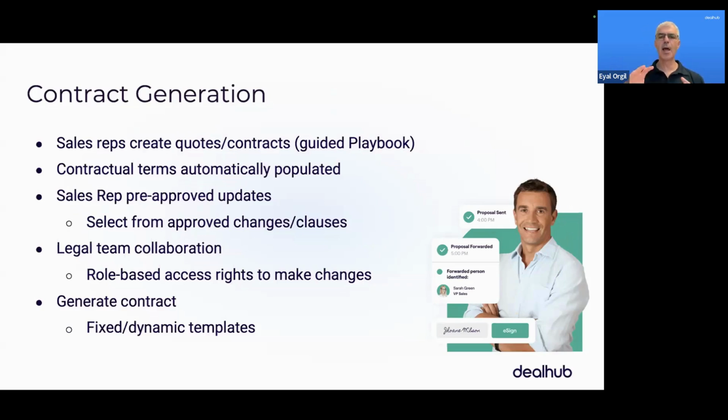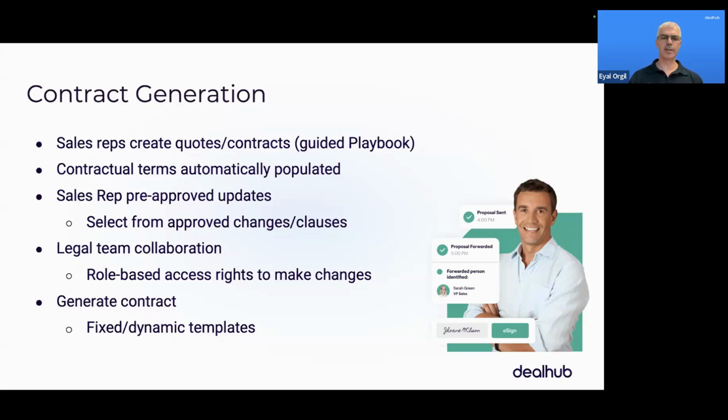So basically, we can have role access rights for different people within the organization. We're going to ask them to come in and collaborate with us, and we'll give them access rights, more changes that they can make to the contract. Actually, the next step then is that we're going to generate the contract itself. That could come from different templates.